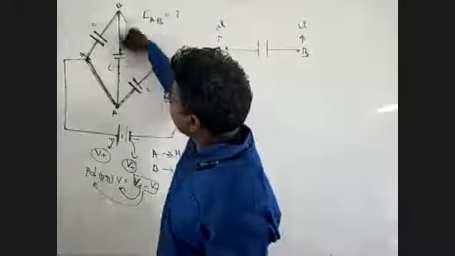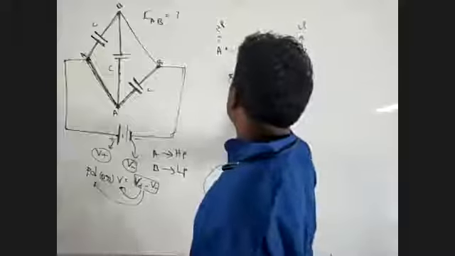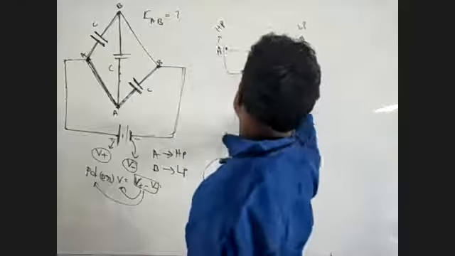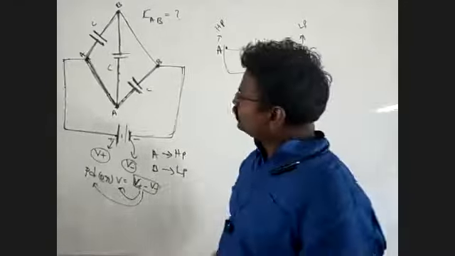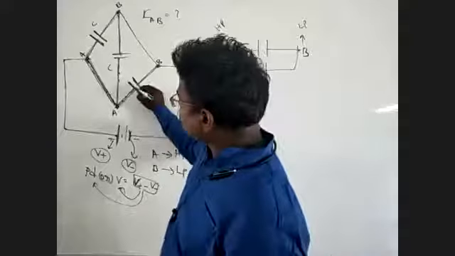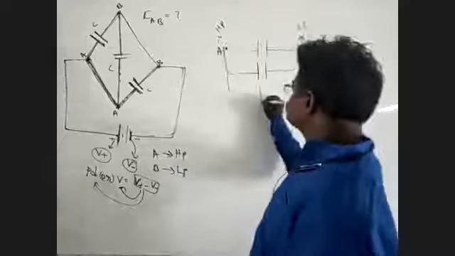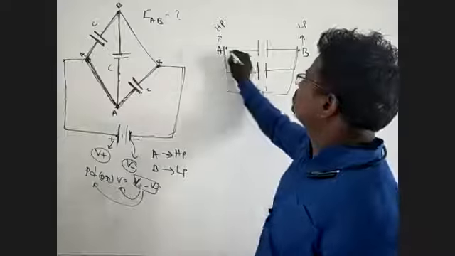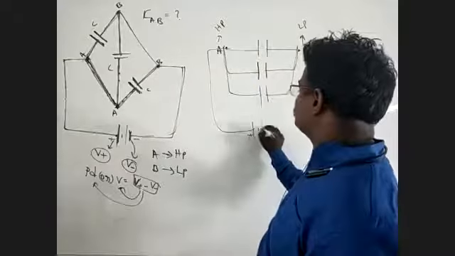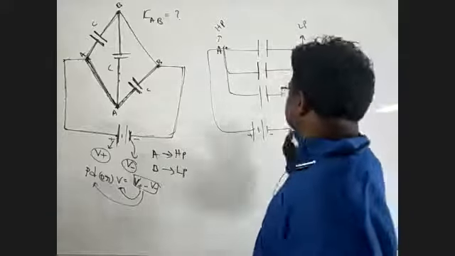One end is connected to B, another end is connected to A. One end is connected to A, other end is connected to B. Okay, next capacitor: one end is connected to A, another end is connected to B. A is connected to the positive terminal of the battery, and B is connected to the negative terminal of the battery.